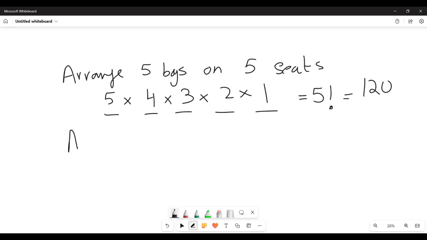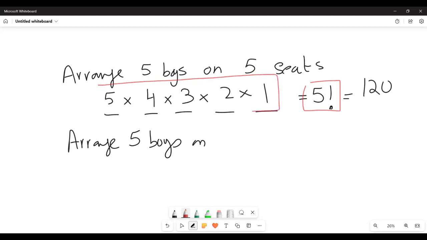अरेंज 5 boys on. अच्छा, बिफोर आई मूव ऑन टू द नेक्स्ट पार्ट, ये इसको हम 5 फैक्टोरियल से भी कर सकते हैं. इसको हम 5 टाइम्स 4 टाइम्स 3 टाइम्स 2 टाइम्स 1 से भी कर सकते हैं.